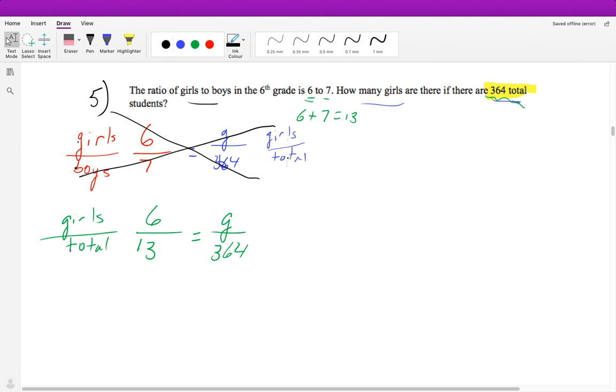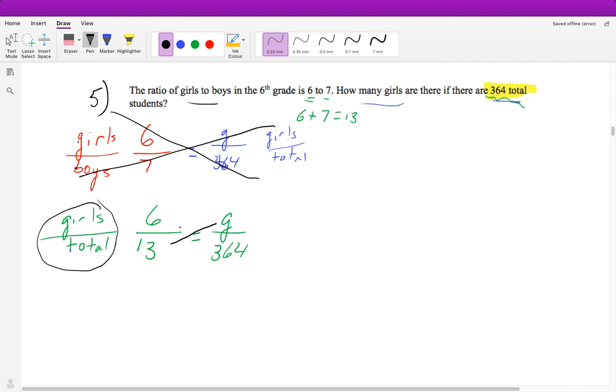So make sure consistency is key: however you set up your one ratio, your other ratio must be set up in the exact same way. All right, that's why I'm writing this out for you over here every single time, just to show you how I know I'm being consistent. And then from here, you should know how to solve this one at this point.